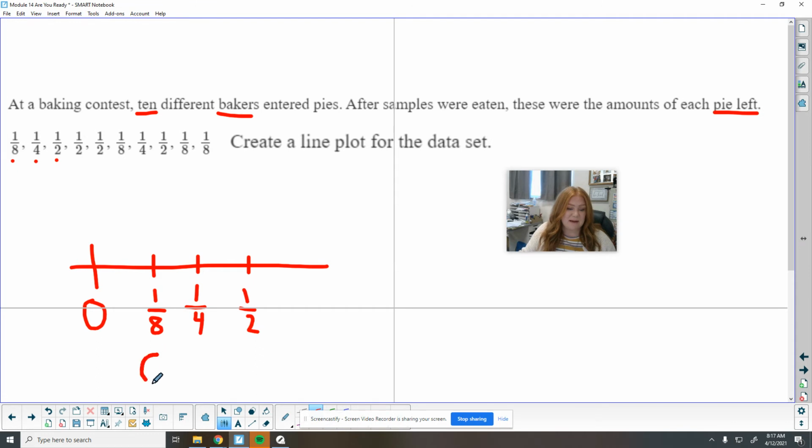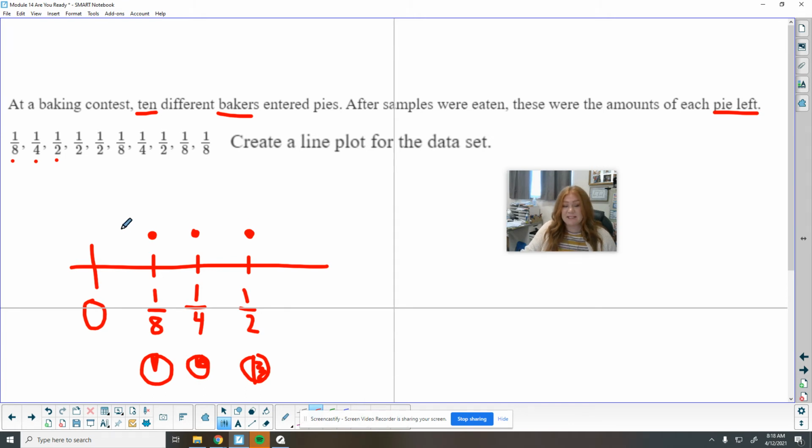If I was thinking about that, if I have 1/8 of the pie left, it might look like that, compared to 1/4 of the pie, compared to 1/2 of the pie. So we want to go in order here. You can put an X or you can put a dot. Either one of those will work. So this first pie had 1/8 left. This next pie had 1/4 left. The next pie had 1/2 left.